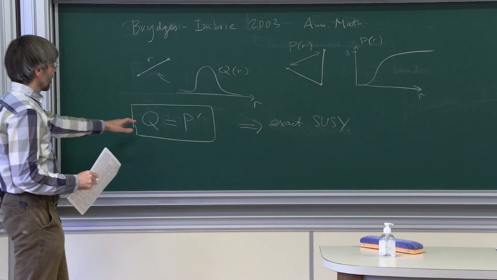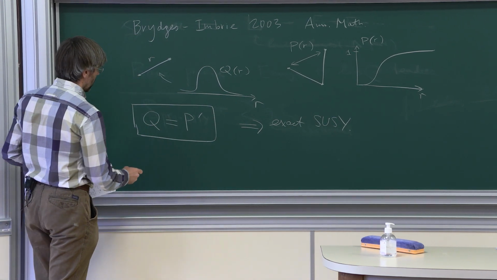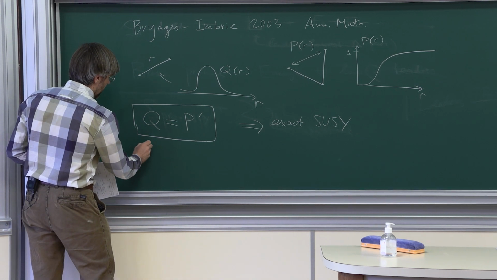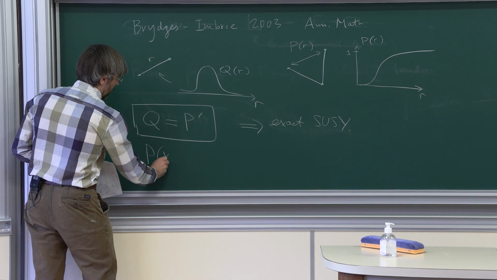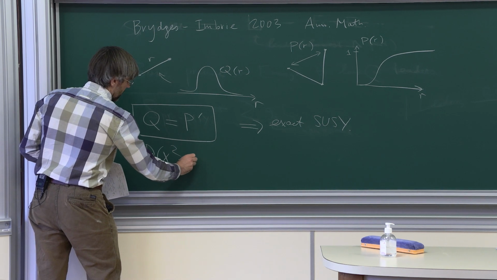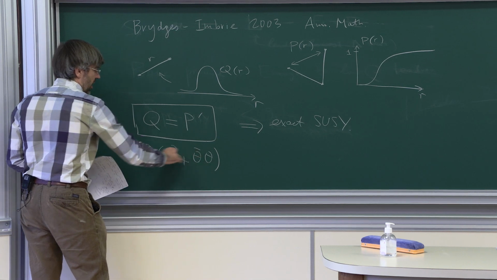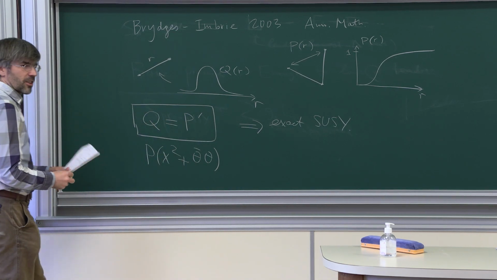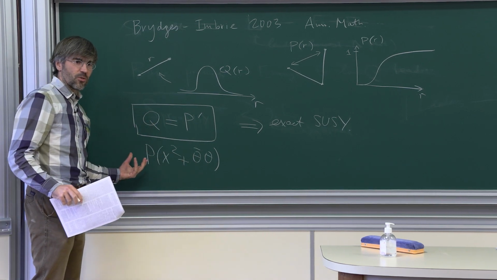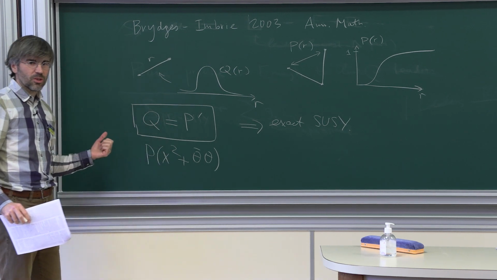You know, this relation Q of P prime comes about by taking P, and we had these relations like this. If you write things like x squared plus theta bar theta, and you expand in theta bar theta, you will get another function which is going to be the derivative of P, and that's how Q comes about in their construction.